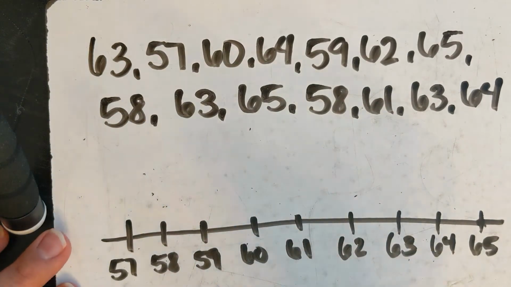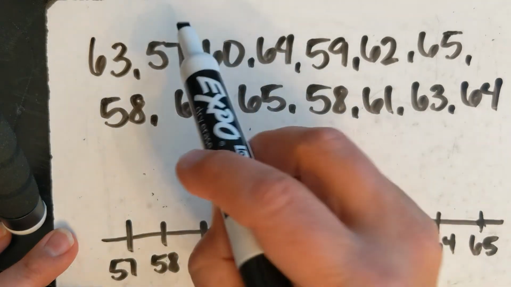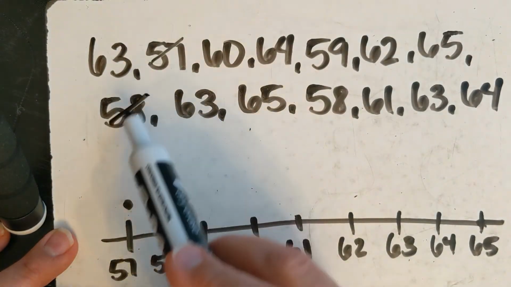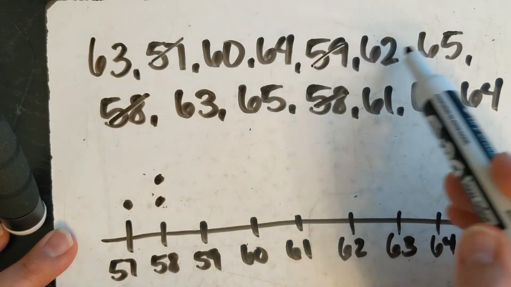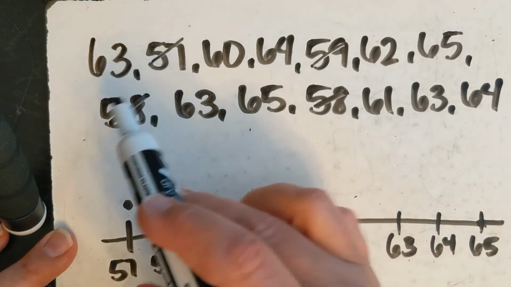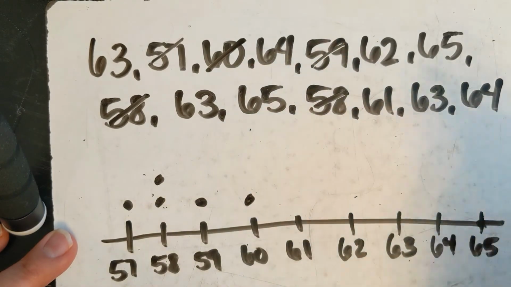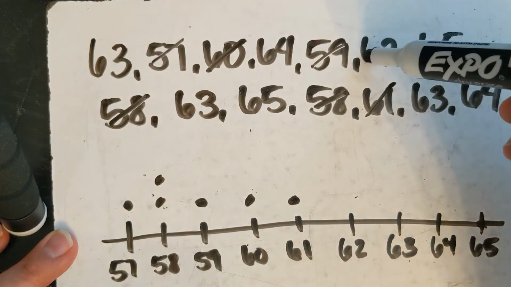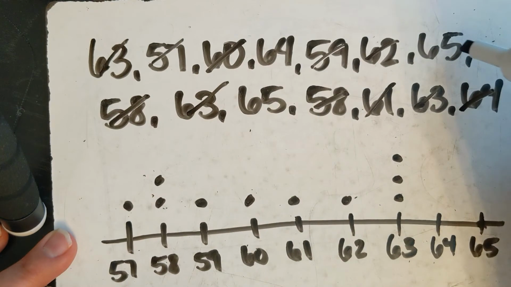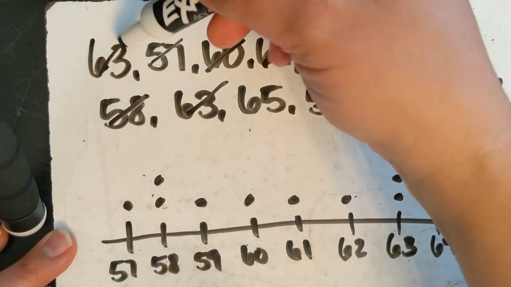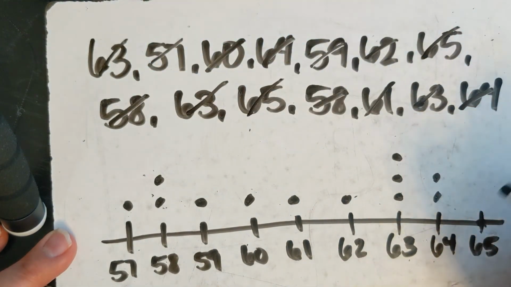Looking at my data, I'm going to go right along here. 57, I have 1. 58, I have 2. 59, 1. 60, 1. 61, I don't have any. 62, 1. 63, I have 3 of those. 64, there are 2. 65, there are 2.